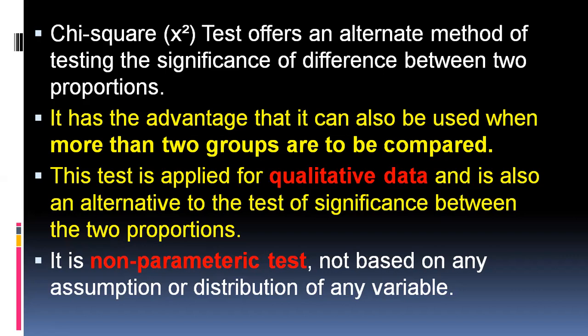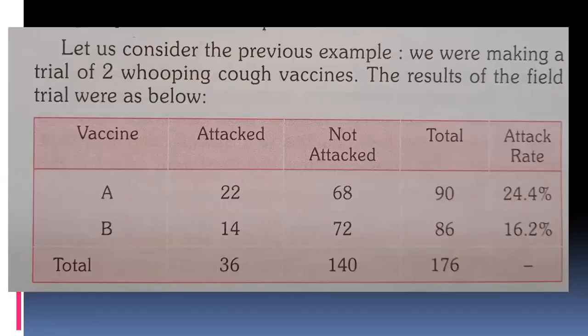And the Chi-Square test is a type of non-parametric test, and it is not based on any assumption or distribution of any variable. So normal distribution is not required in the case of the Chi-Square test.